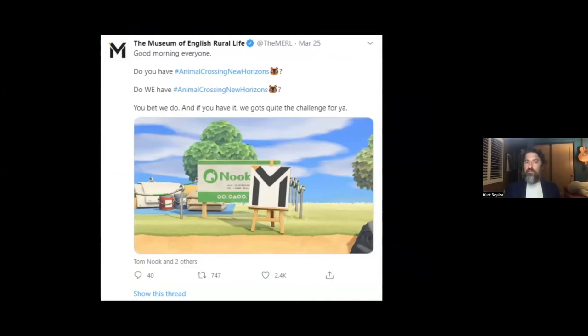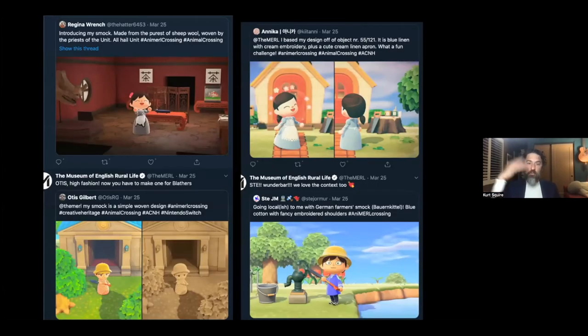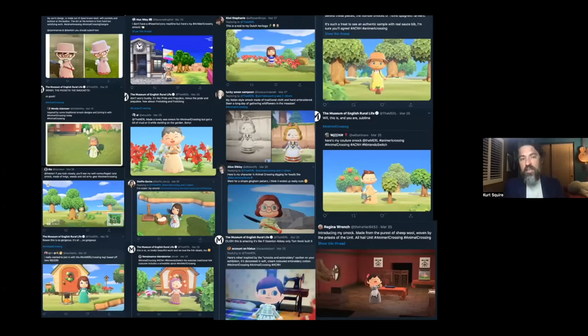There were some great examples of cozy gameplay happening. So while Twitter can be kind of hostile at times, lately it's particularly bad, there were some really great examples. Like this is the Museum of Rural English Life that held a design competition where people were encouraged to go into Animal Crossing and design smocks. These are rural smocks, so clothing. And they had a thread where people could log in, design their characters, and talk about what they made. So what you're seeing here that's, I think, interesting for language instructors are organic uses of games where people are making things and using the game as a creation tool.